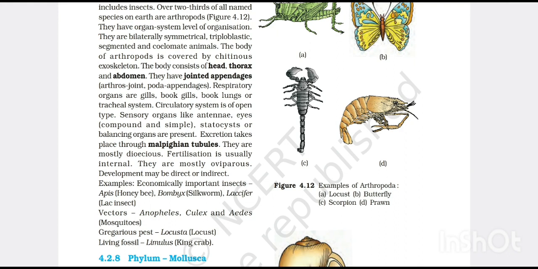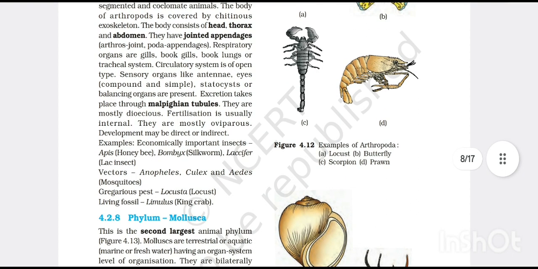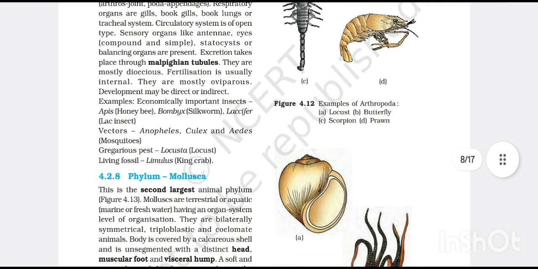Respiratory organs are present, which are gills, book lungs or tracheal system. The circulatory system is often open type. Sensory organs like antennae, eyes, then statocysts or balancing organs are present. Excretion takes place through Malpighian tubules. They are mostly dioecious. Fertilization is mostly internal, and they are mostly oviparous, that means they lay eggs. Development may be direct or indirect.